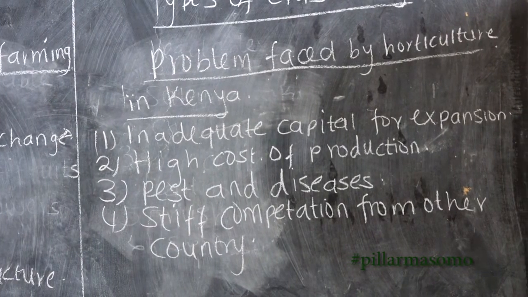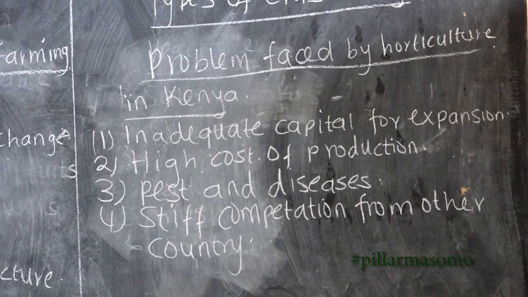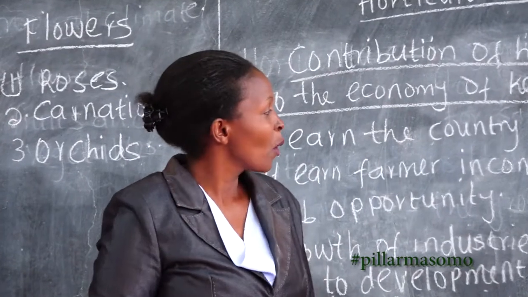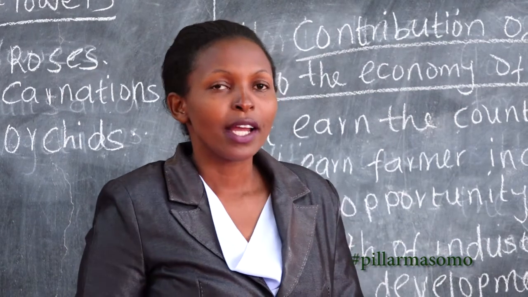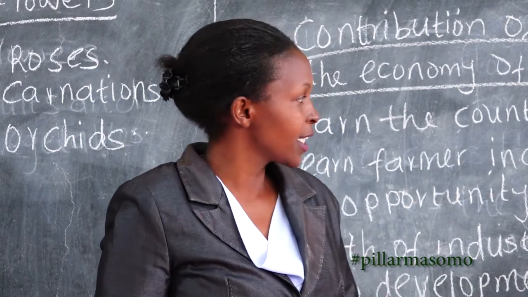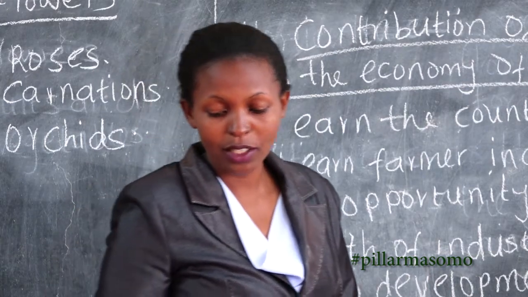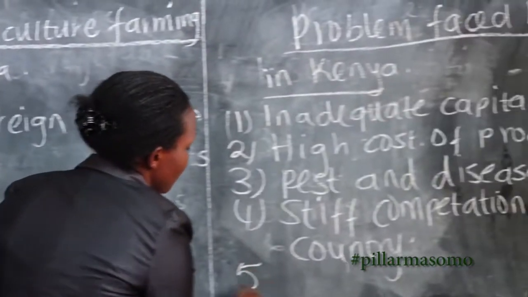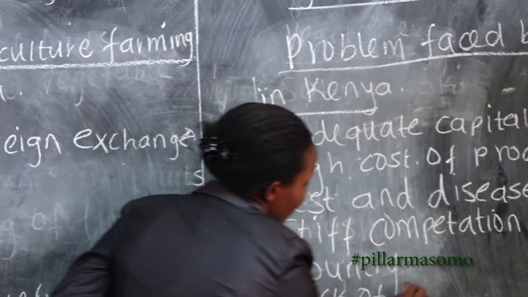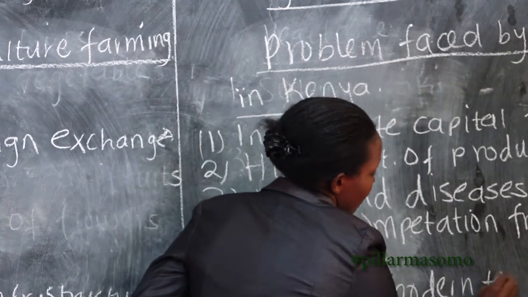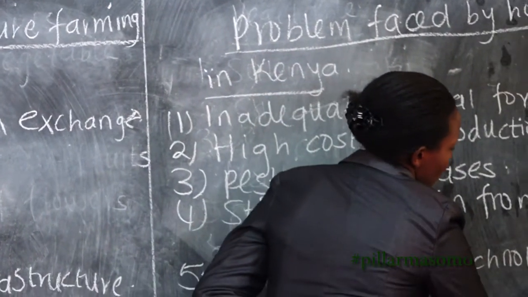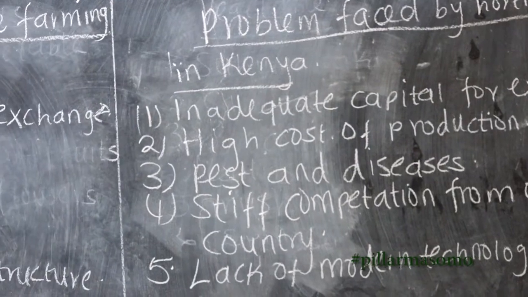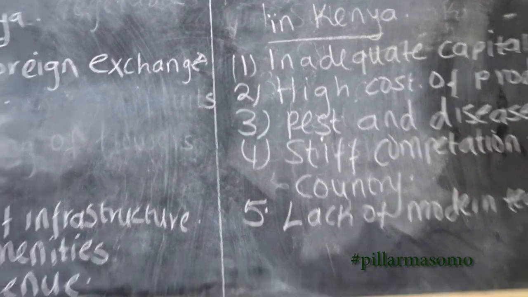We have stiff competition from other countries. Remember, Kenya is not the only country which is selling horticulture crops. So what will happen there? A country like those in Europe is also exporting their horticulture, so we'll have stiff competition. Then we go to the other one, lack of modern technology in farming. So we have number five, lack of modern technology in farming.